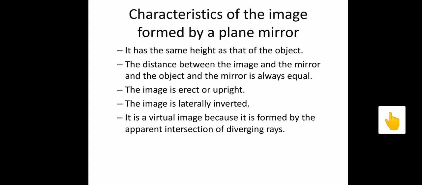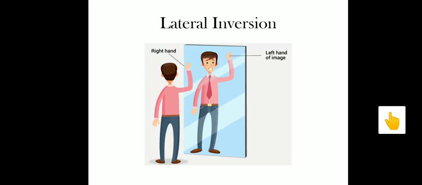It is a virtual image because it is formed by the apparent intersection of diverging rays. Means it is not a real image. It is virtual, kalpanic. Why? Because it is forming by just making imaginary lines behind it. It is not forming by the intersection of real rays. Right? Okay, now what is lateral inversion?